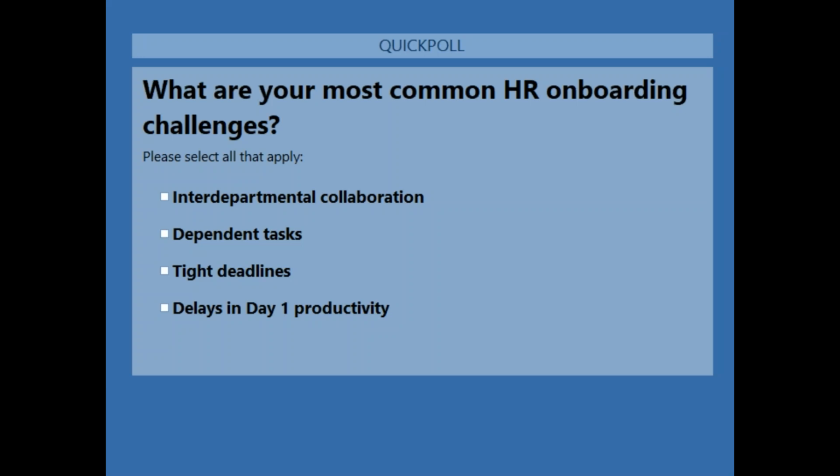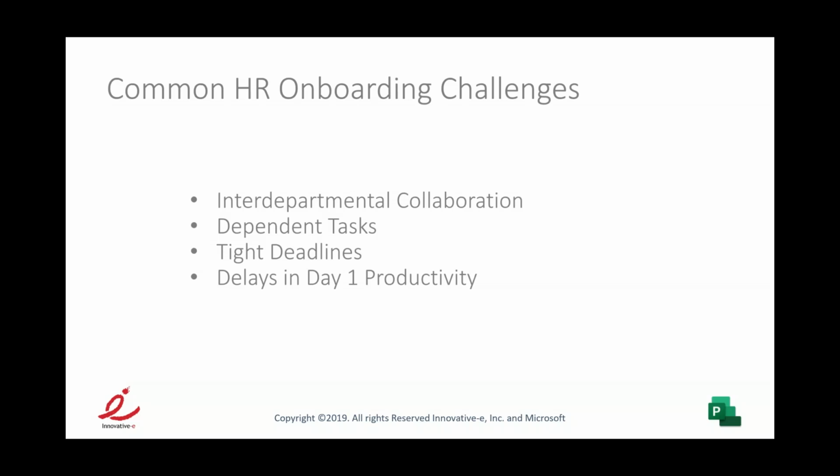Right. Yep. So let's take a look at some of those poll results. 50% of you on the call today see interdepartmental collaboration as being a challenge. Another 50% dependent tasks. And all of you agree that tight deadlines and delays in day one productivity are challenges with HR onboarding. I think all those things make sense, and most organizations are going to have their own unique challenges. We're going to highlight a couple of ways that the new Project for the web might be able to help today.